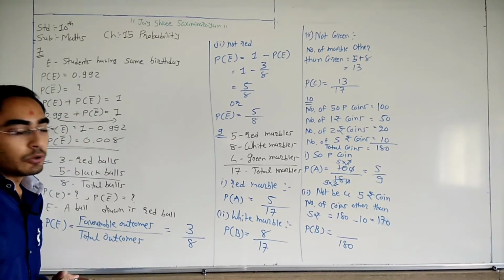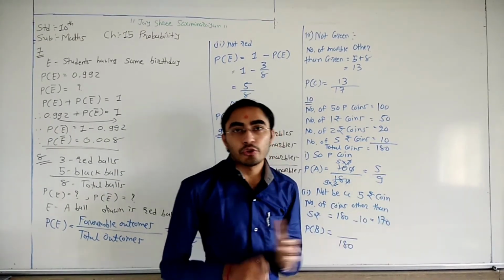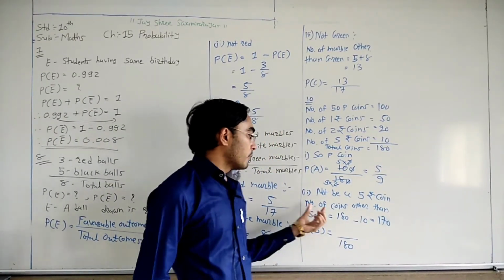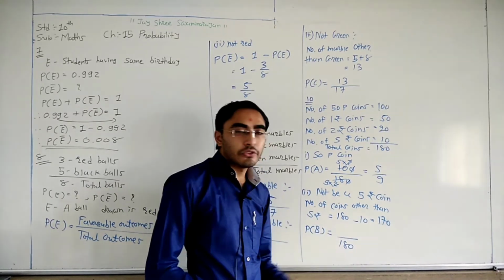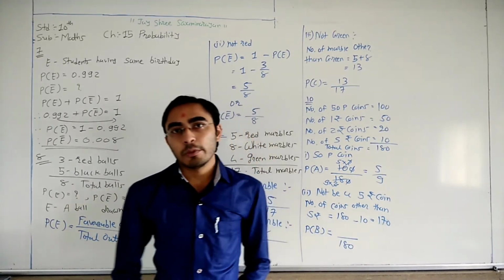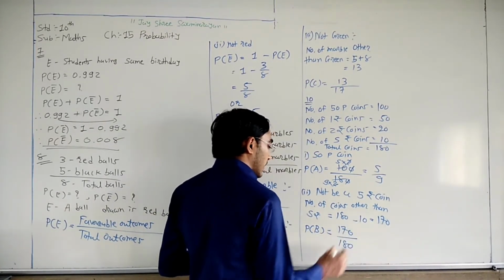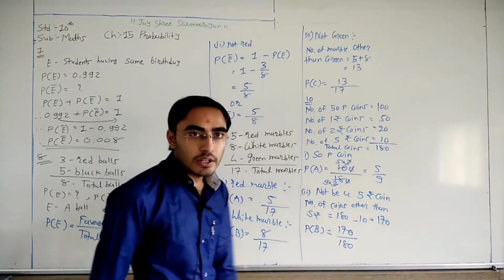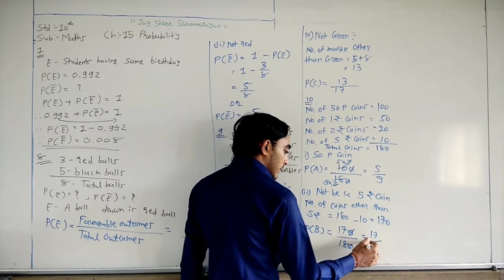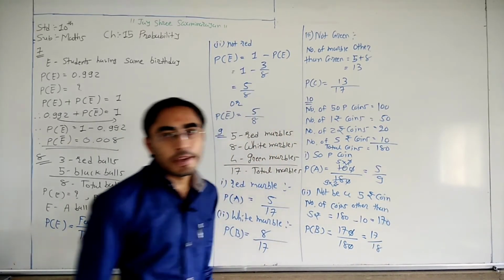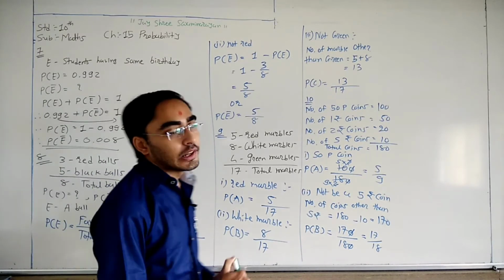Now for favorable outcomes, here we do not want 5 rupee coins. So how many coins do we have other than 5? Right, other than 5 we have 170. So this 170 becomes our favorable outcomes. So in the numerator 170. Okay, now we can simplify it. Zeros cut. So finally 17 divided by 18. So this 17 divided by 18 is our final answer.